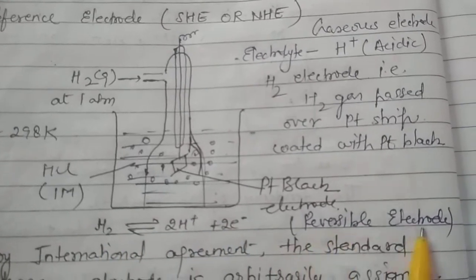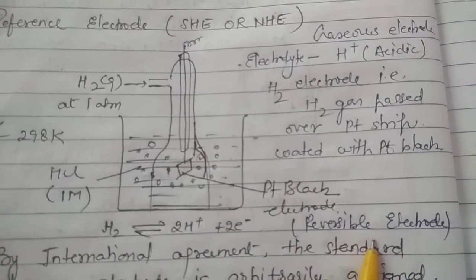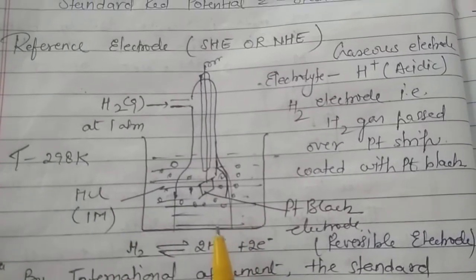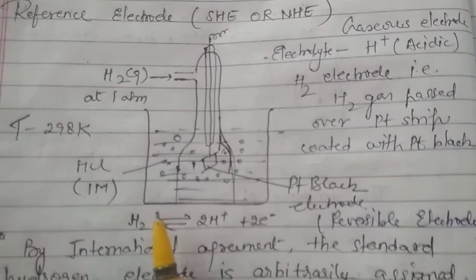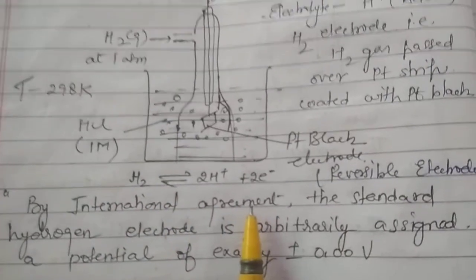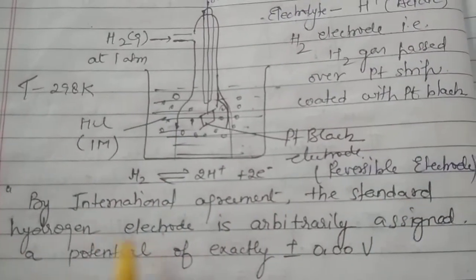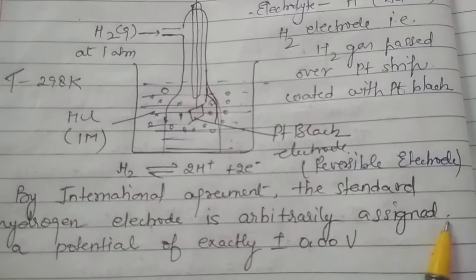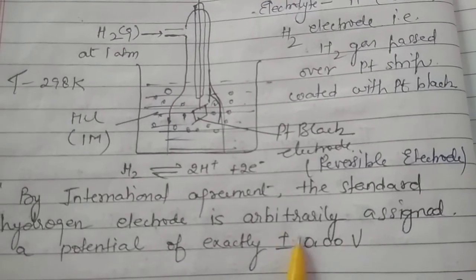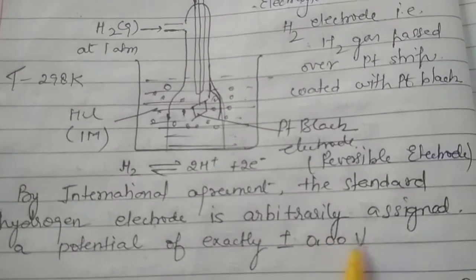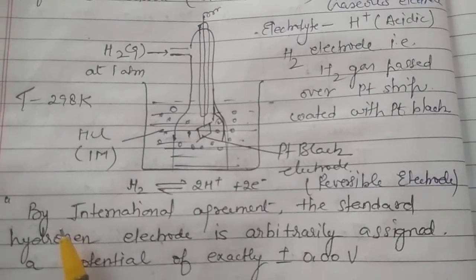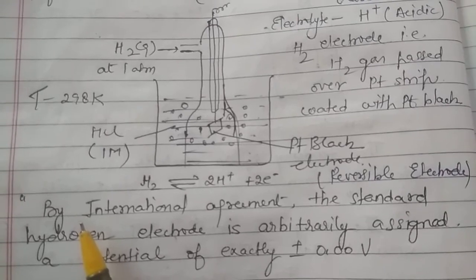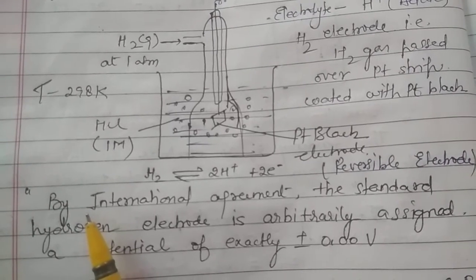That's why it is also known as the reversible electrode. So that is the process of how the reference electrode works. Now, by international agreement, the standard hydrogen electrode is arbitrarily assigned a potential of exactly 0.00 volt. Because if we are going to make it a reference electrode, there must be a known value of electrode potential.